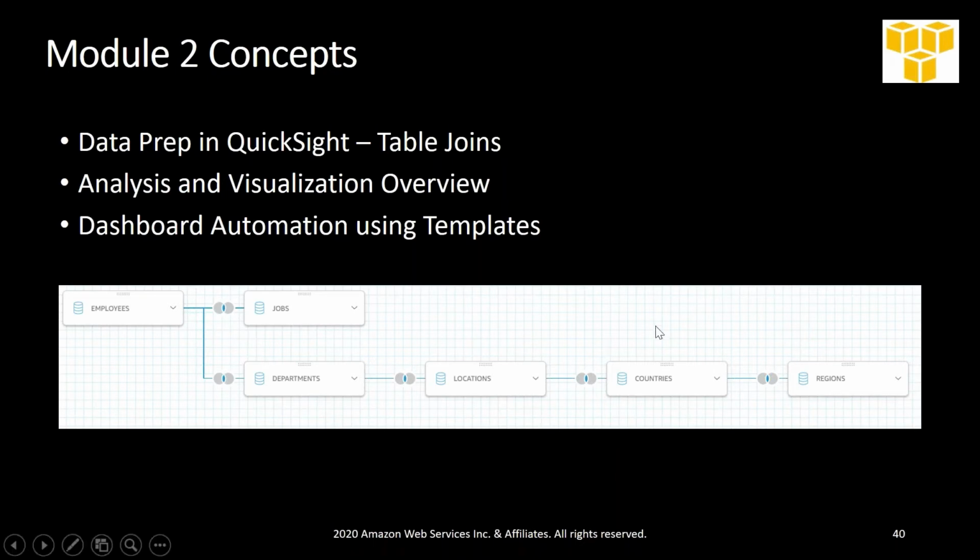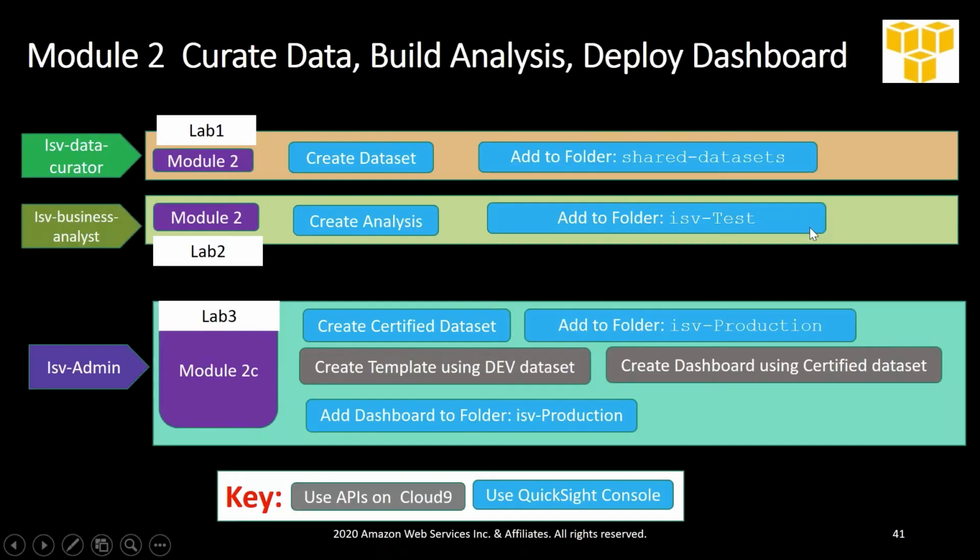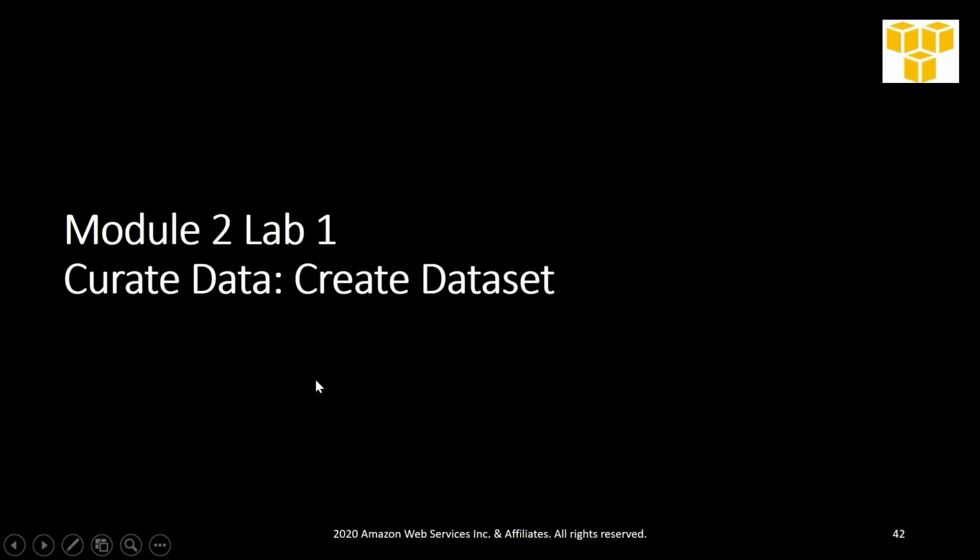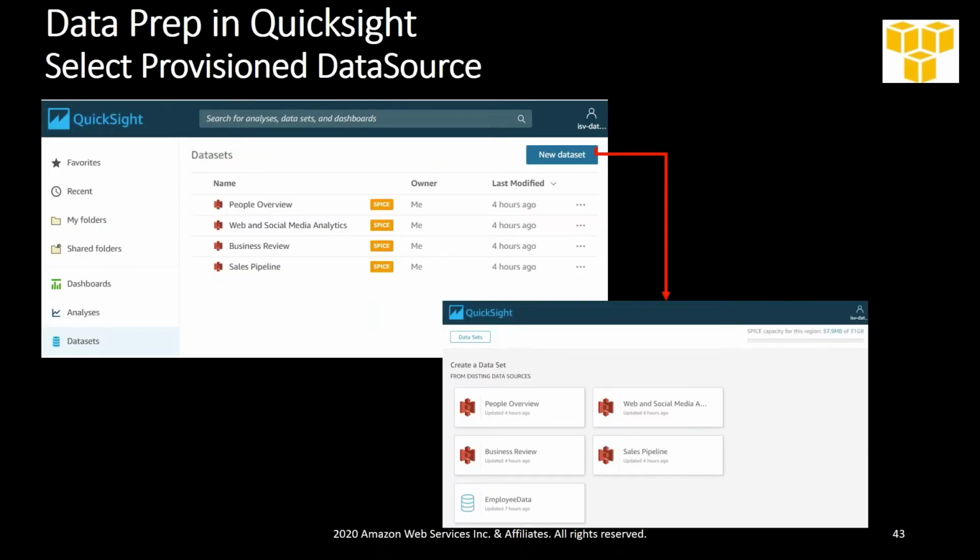So as usual, let's go through some of the step-by-step screenshots of what is involved in each one of these, right? This is kind of the map that tells you what each person is going to do. So when I log in as a data curator, what am I going to do? When I log in as business analyst, and when I log in as ISV admin, right? So what is involved in creating a data set? How do you go about it?